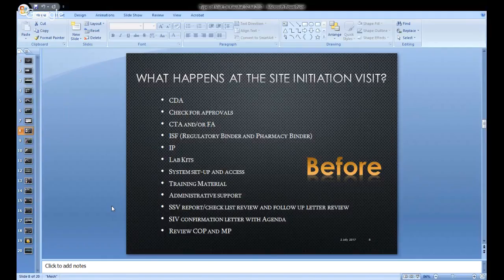So ensure that the site, at least the principal investigator, the sub-investigator, and the site CRCs or the site coordinators, have received access to these particular systems, as you would be taking them through the use of these systems. Training material: you yourself need to be ready with all the training material for the training to be imparted at the site, with regards to protocol, therapeutic training, ICH GCP, SAE reporting, and so on.